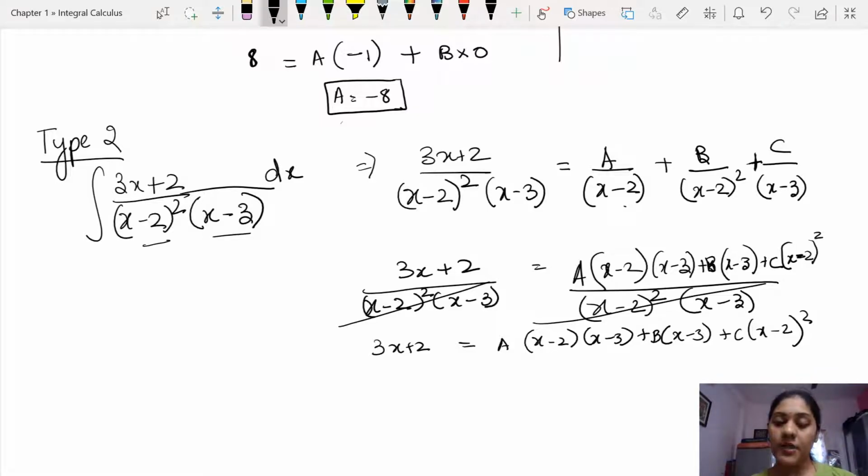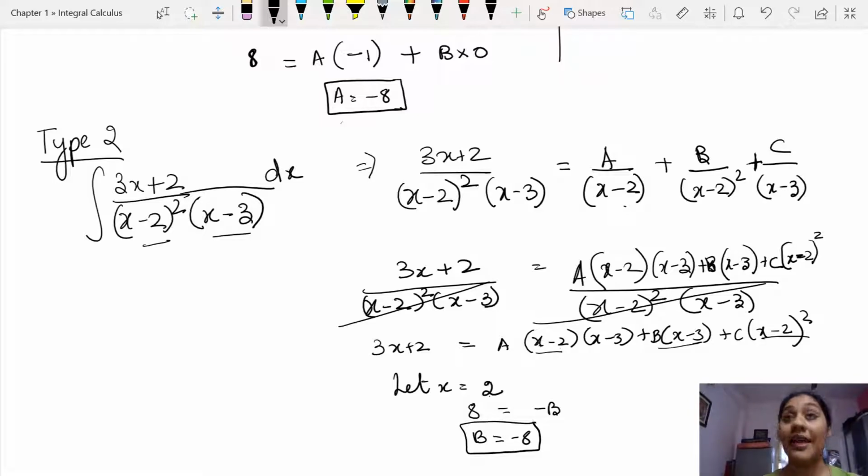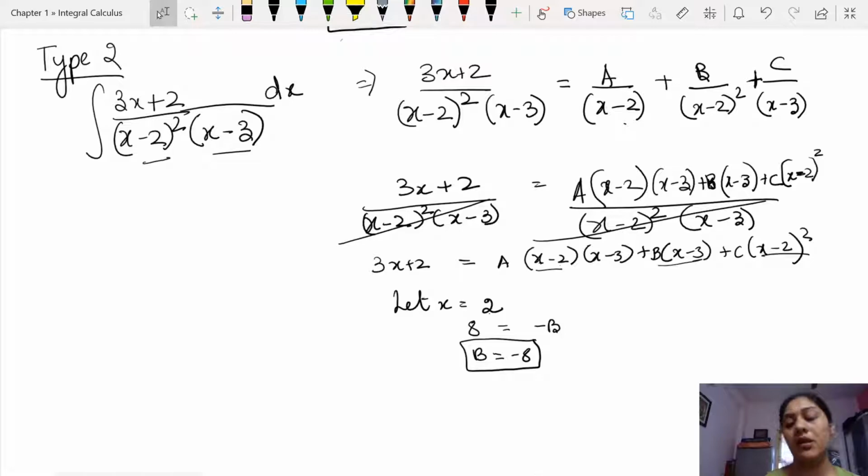Okay, so now we will say let x equal to 2. We said 2 and 3 in the previous one and we found the value of A and B. Here again, to find the value of B, we'll put 2, because when we put 2, 2 minus 2 will become 0. Again, this will be 0. Only this will be left. So 2 minus 3 is minus 1. So it is minus B is equal to 2 3s are 6, 6 plus 2 is 8. So your B value is minus 8. There A was minus 8, here B is minus 8.